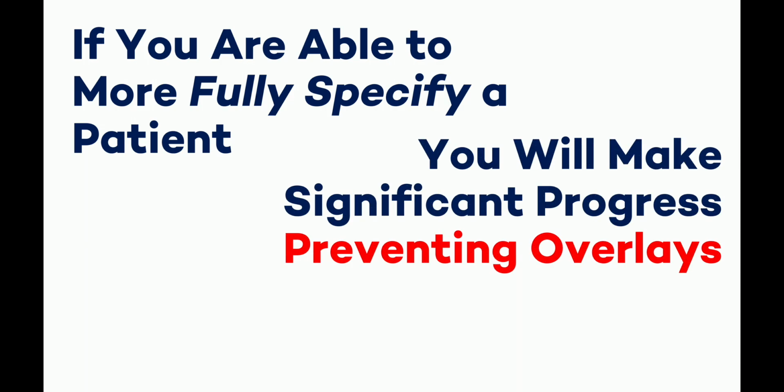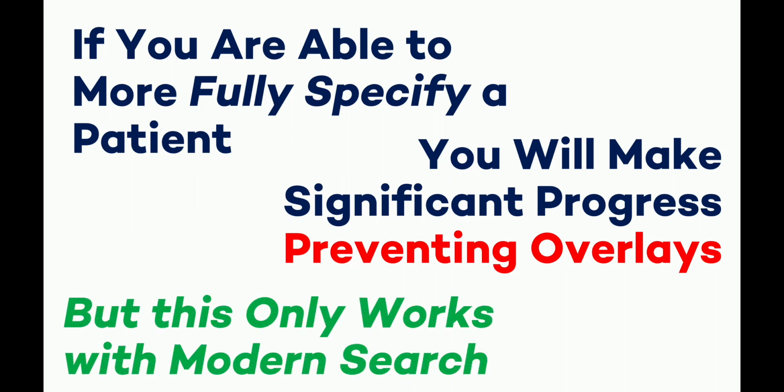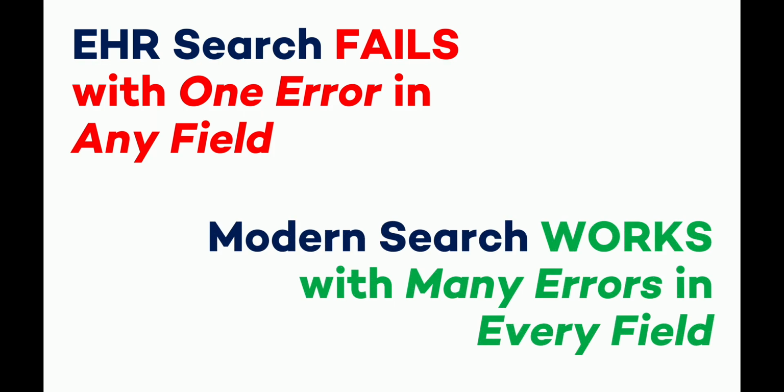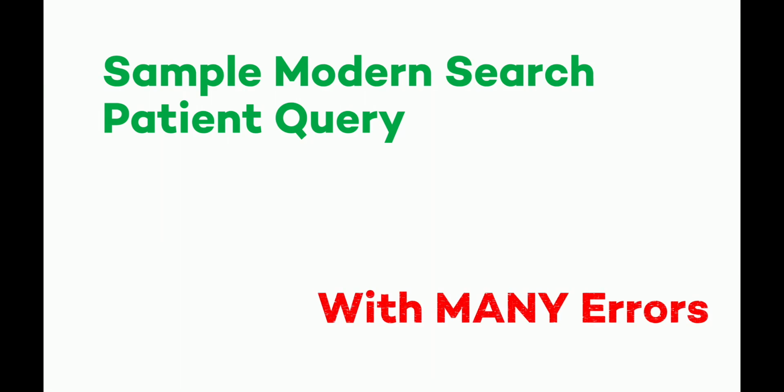If you're able to fully specify a patient, which is impossible in today's EHR searches, then you could almost be guaranteed to never have an overlay record again, because a fully specified patient would weed out or filter out all the records that don't match that particular set of data. But that's the beauty of modern search. The fault tolerance eliminates the need to worry about getting the search criteria 100% correct, and you'll be amazed at how that works in practice. And this example will show a clear contrast between older EHR searches and what modern search does. While EHR search will fail with just one error, modern search still works, even with many errors in every field.